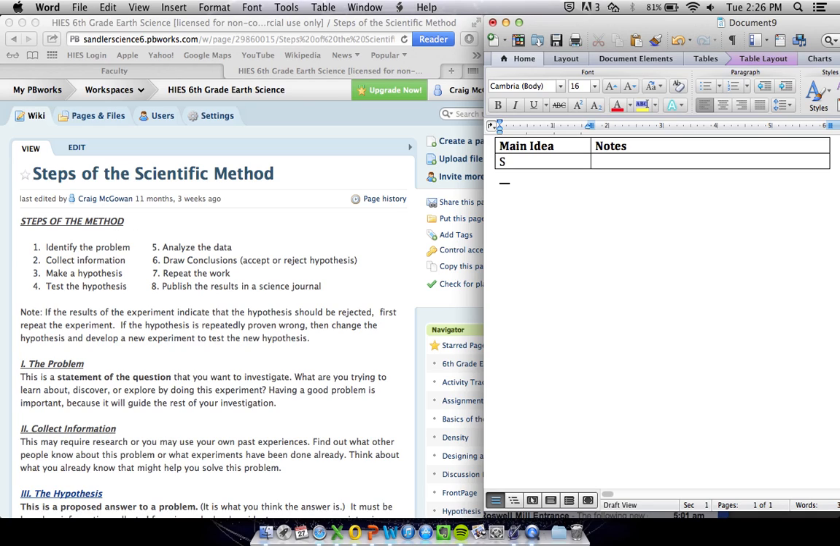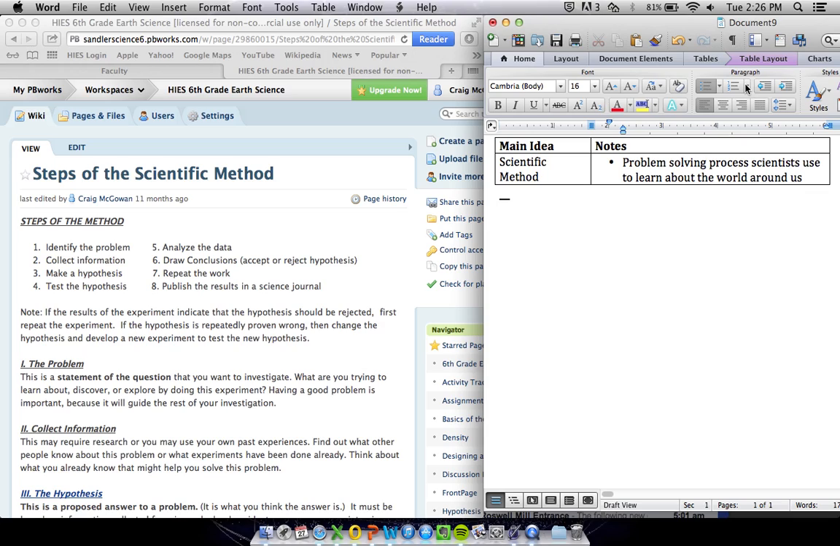Alright, so the scientific method is a problem-solving process scientists use to learn about the world around us. Alright, so the key is that we're using this to solve problems, right? It's a methodical problem-solving process that we're going to use to learn about the world around us. And it's got 8 steps. We're going to go through each in order.